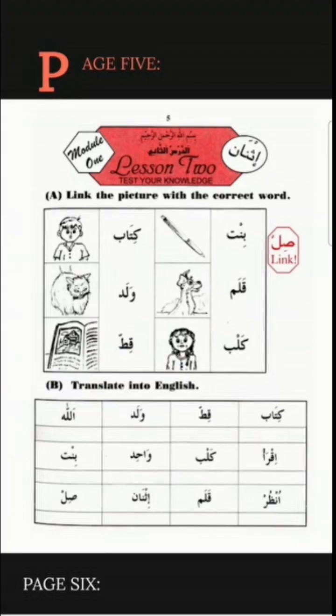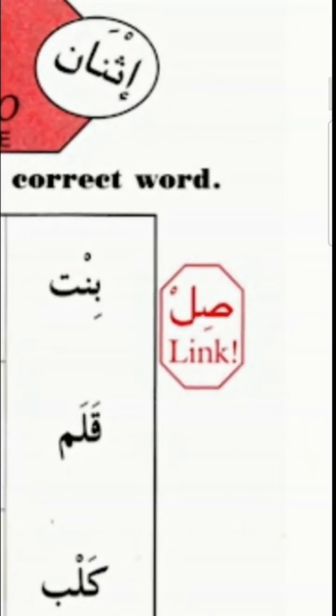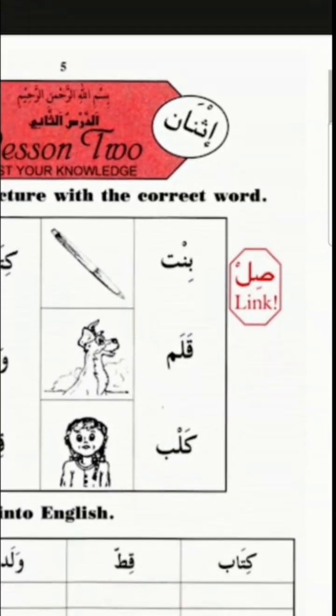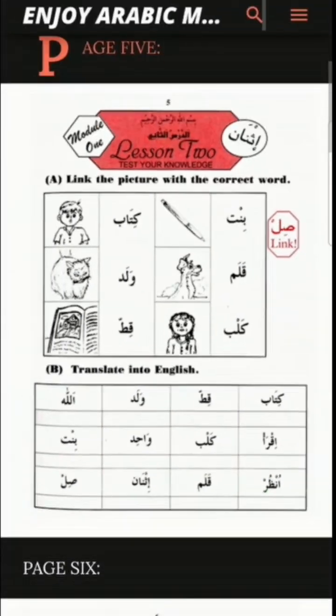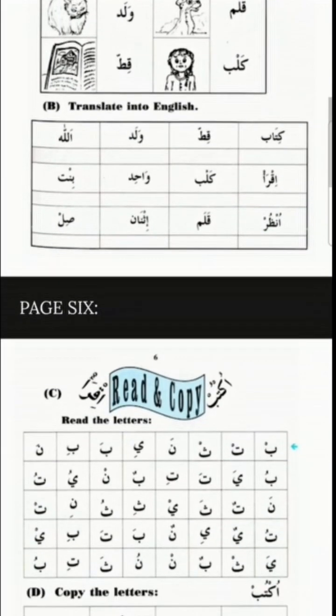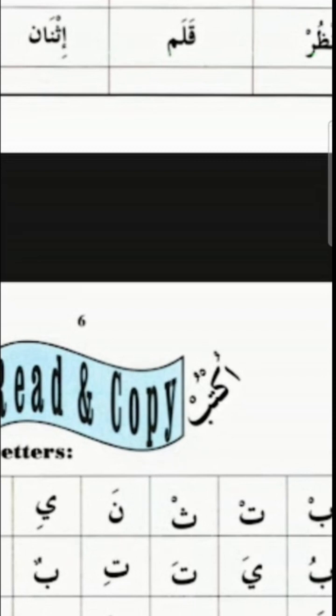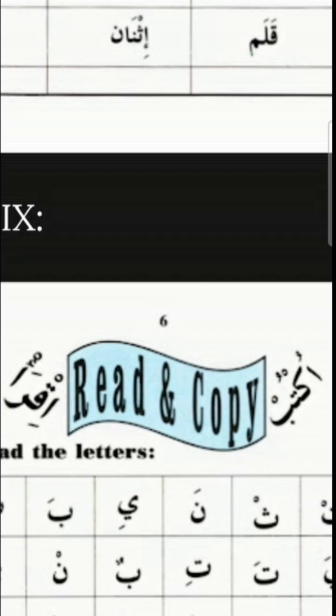So in lesson 2 we have the verb sell. Sell means to link, or for example if you want to tell someone to call you, you can also say silni, link with me via the phone, in other words. Then we also have uktub. Uktub means write. Now it says there read and copy, but this copy means to physically copy it down with your own hand or pen. In other words, to write.